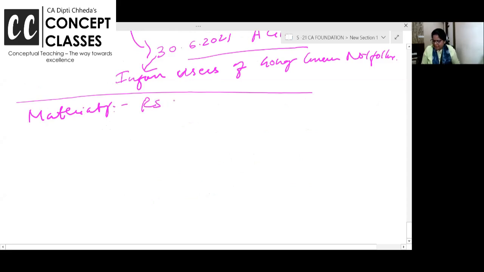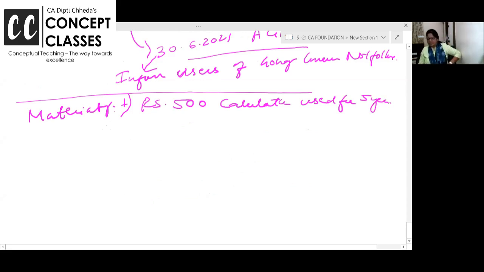Materiality. Rupees 500. Example 1. Calculator. Used for 5 years. Capitalize? No. Write off in the P&L account. Write this example. The very next chapter also we are going to do this, capital and revenue. Ma'am, but the benefit is more than 1 year. Still.